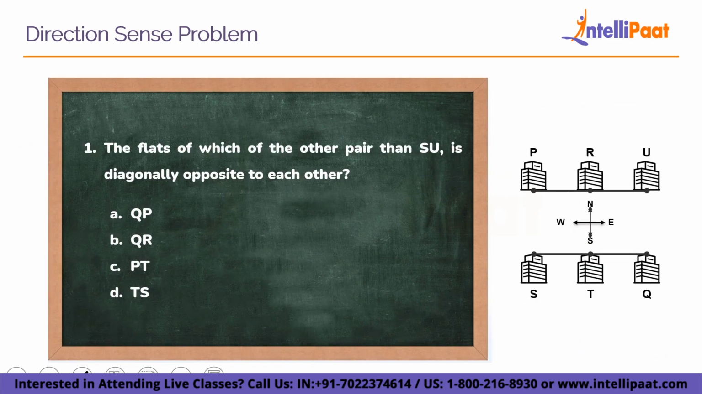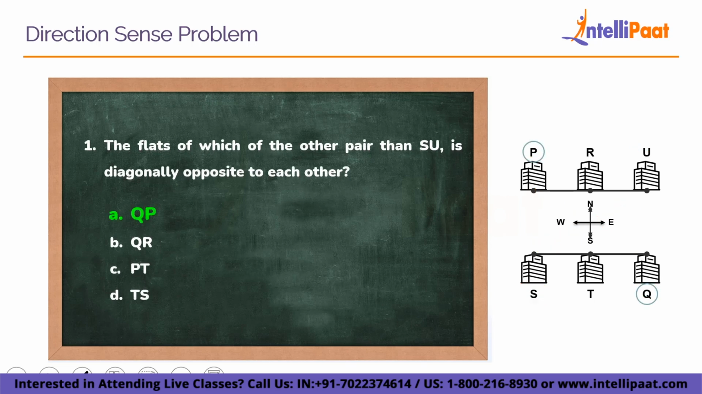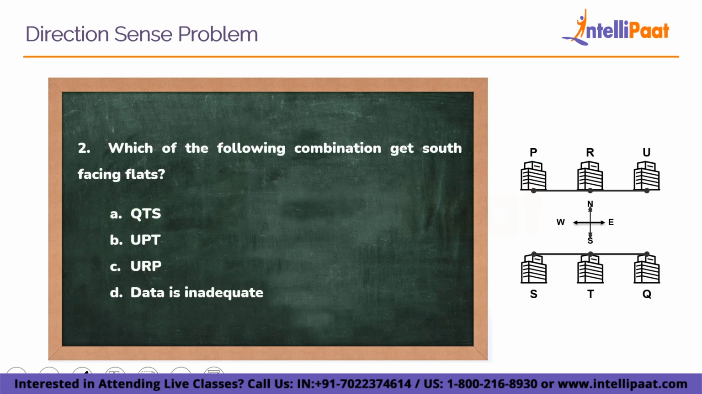Now let's go to the question. The question is, the flats of which other pair than SU are diagonally opposite to each other? So the question is saying that other than SU, which other pair is diagonally opposite. The pair will be PQ. This is another pair that is diagonally opposite like this. So our answer will be QP, option A, right? So this is the answer for this question.